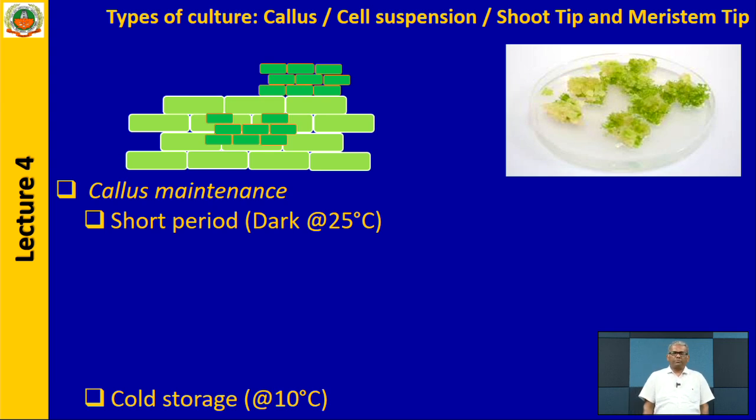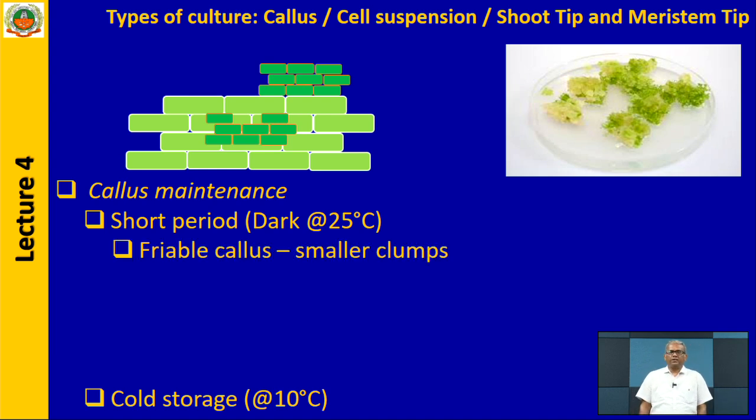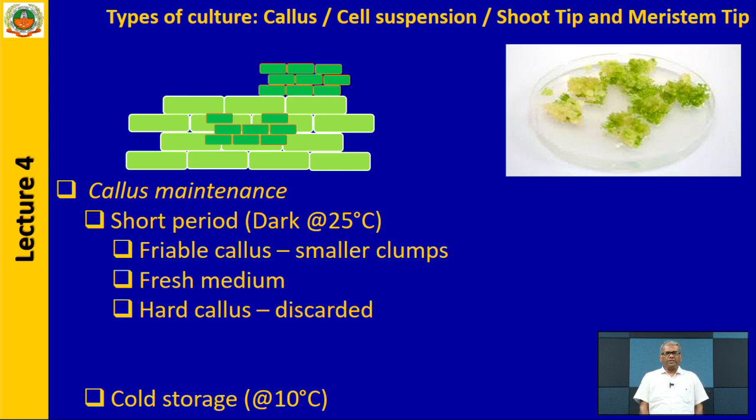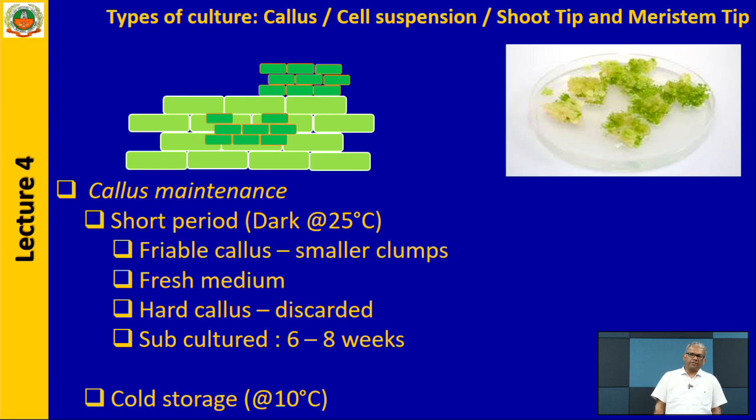With regards to the short period storage, what we actually do is we try to induce callus. We choose only the friable callus, and the callus which is a huge lump is broken into smaller chunks. These smaller clumps are transferred to a fresh medium that was responsible for inducing the callus. The hard callus is discarded and this callus is subcultured once in every 21 days, and this subculturing can continue for up to 6 to 8 weeks.